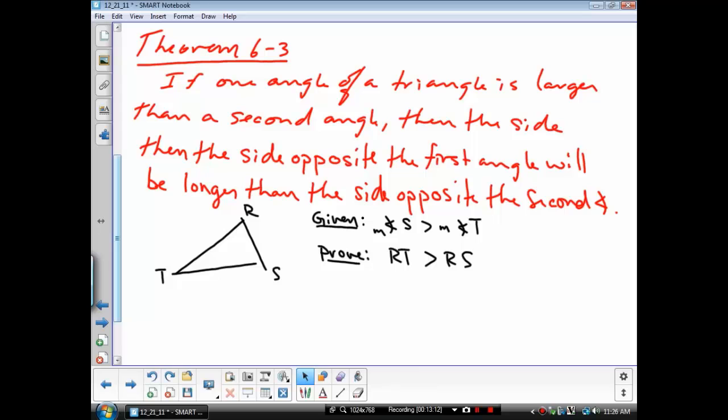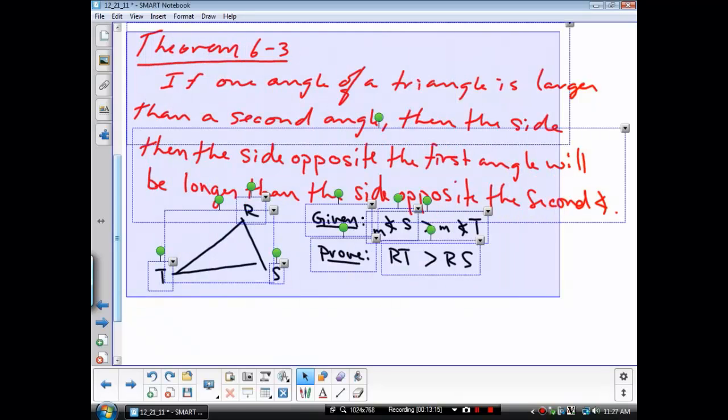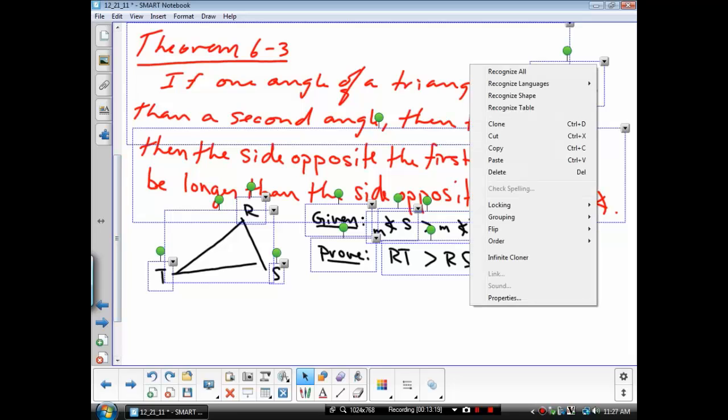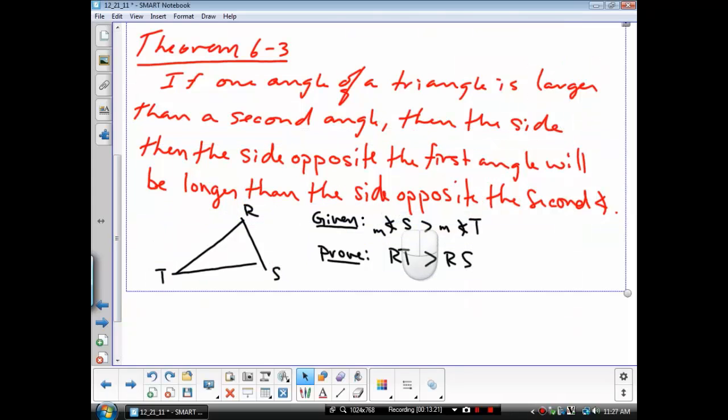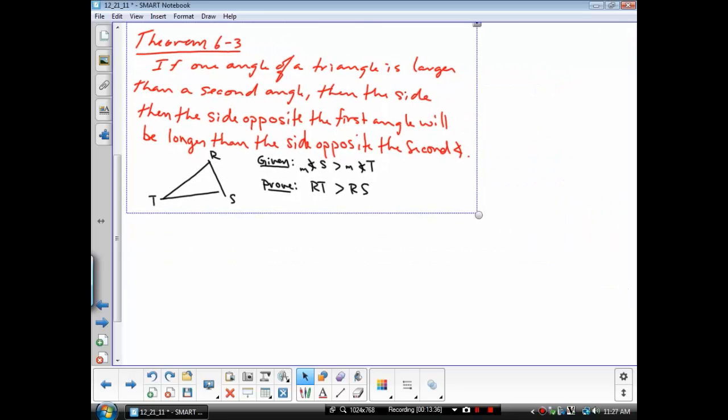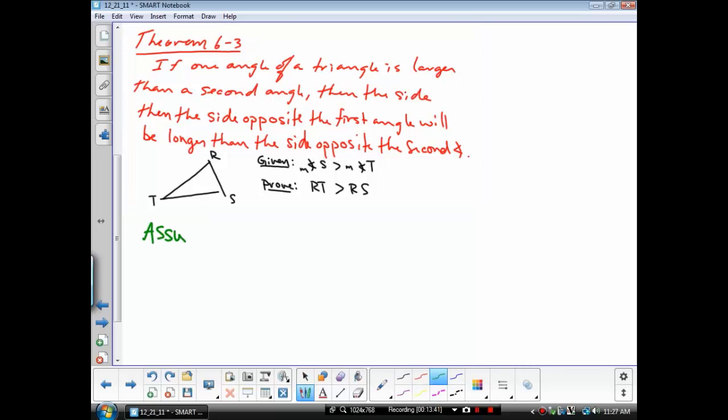Since we're going to do an indirect proof here, what will we start by assuming? That RT is less than or equal to RS, right? We start by assuming the opposite of what we want to prove, and the opposite of greater than is less than or equal to. So assume temporarily that RT is less than or equal to RS.